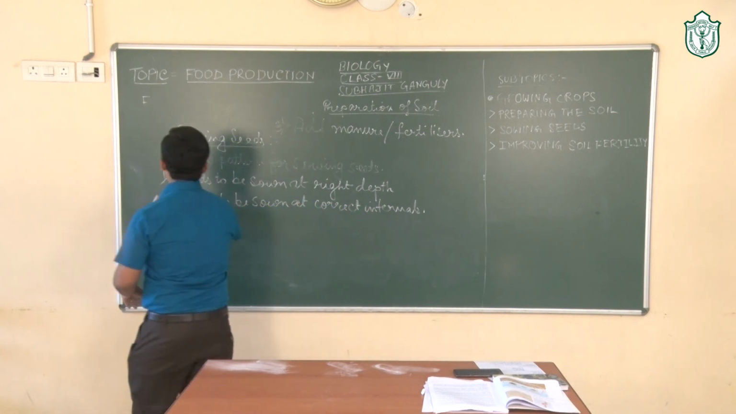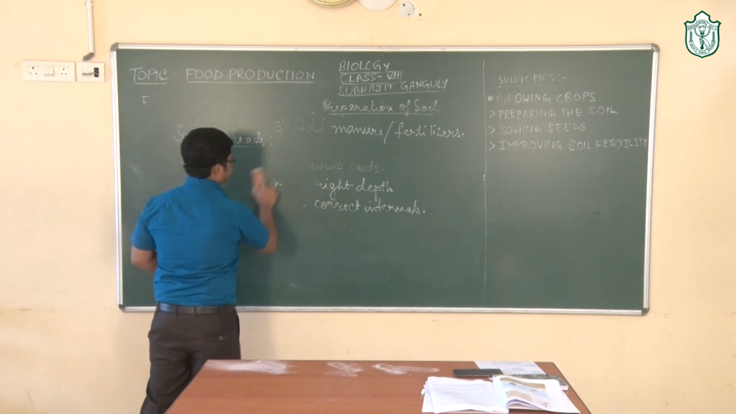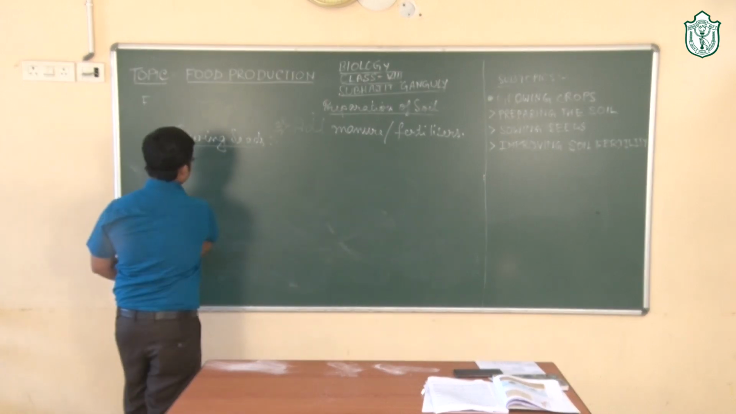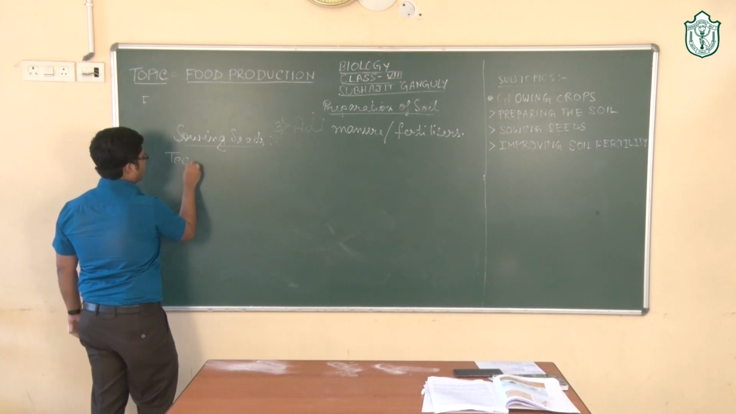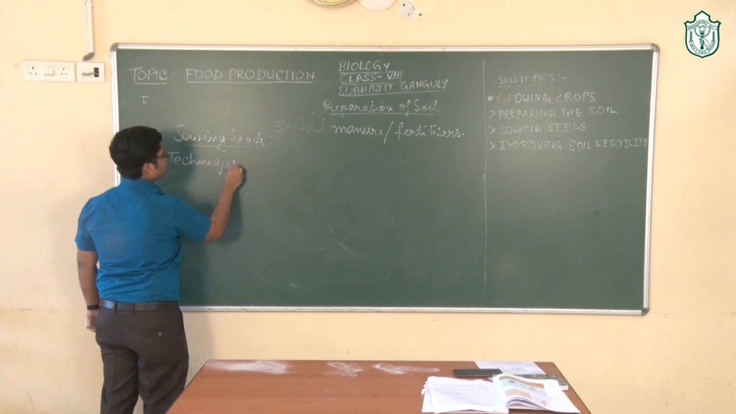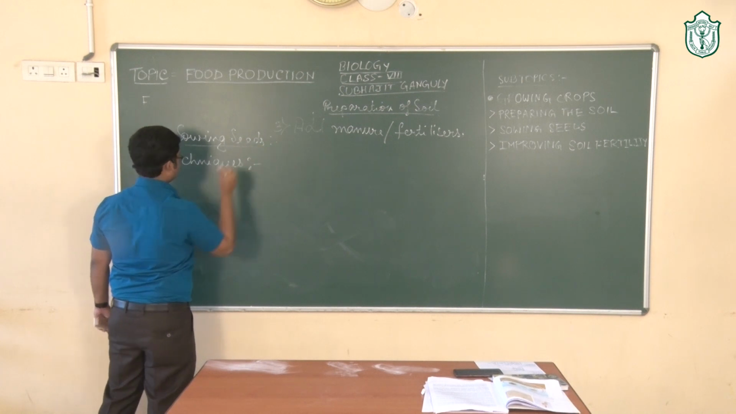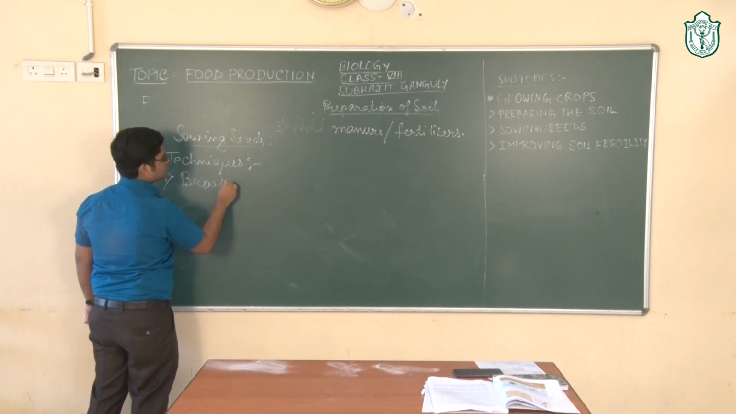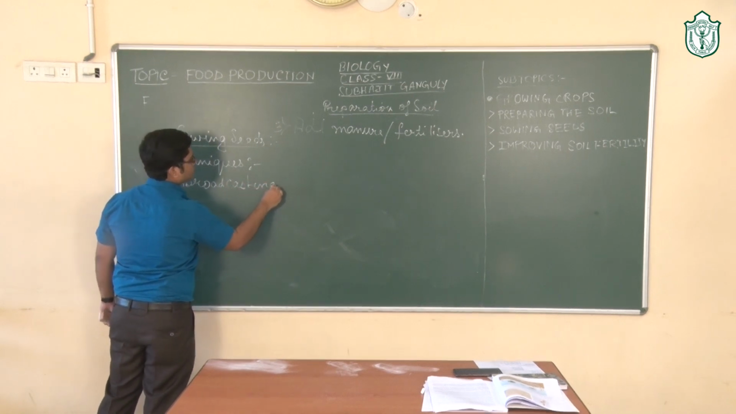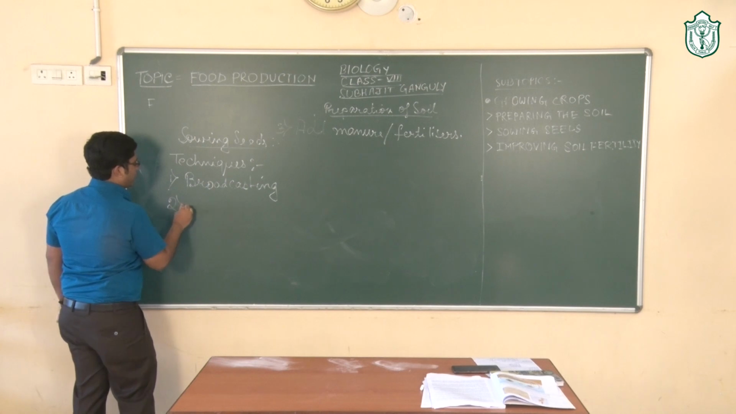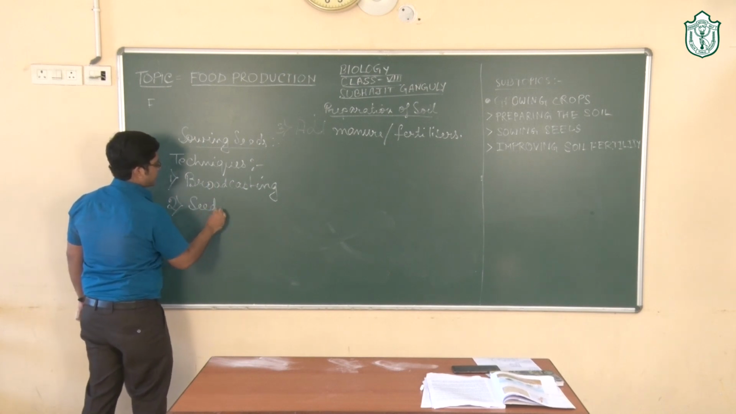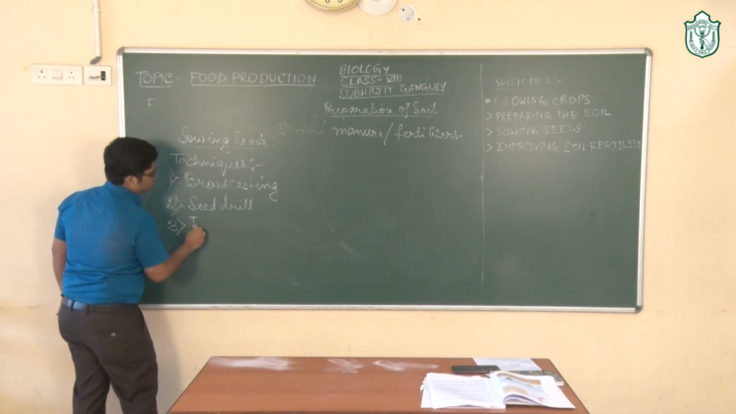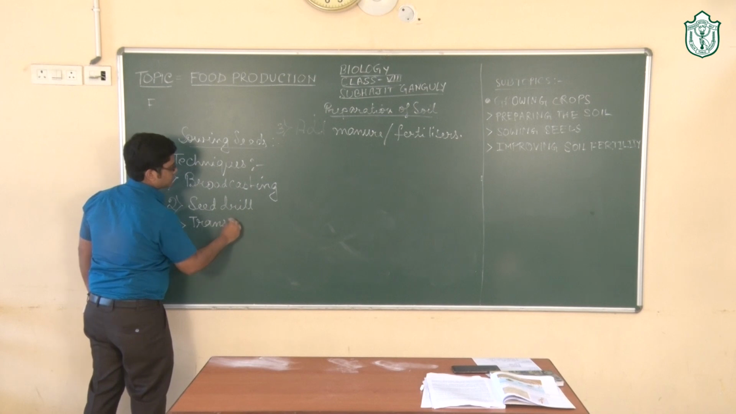Techniques for sowing the seeds. The techniques that we generally use for sowing the seeds are: the first one is broadcasting. The second one is seed drill. The third one is transplantation.